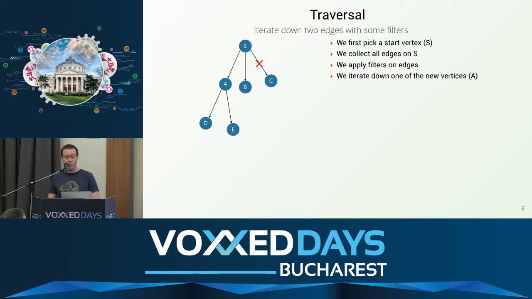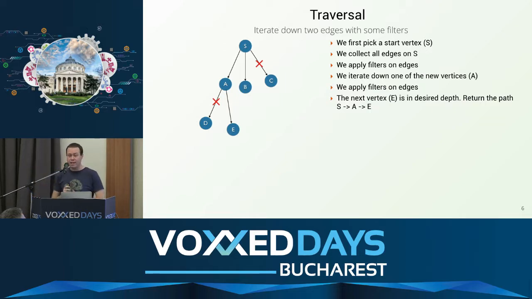And now I pick one of them, for example A, and I do the same thing again. So select all the edges going out of A, leading to D and E. So now I'm having the second step. Again, I apply my filters. This time I want to ignore D. And now I have found my first result. Going from S to A to E would fit the conditions that I have defined. So this is my first result. And now the traversal is standing at this E vertex. And it knows, okay, I'm now in depth 2. I don't have anything more to do.